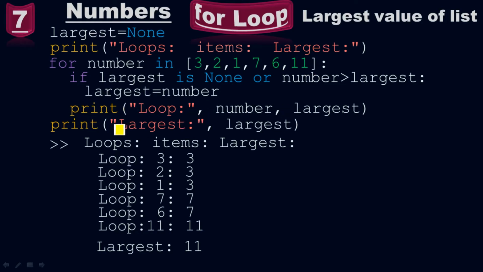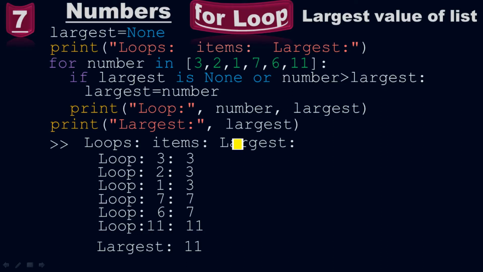Now when it comes to the last print function, which is the outermost print function, it comes under global scope. The "largest:" here is because of the "largest:" inside the double quotes, comma, largest. So among all these values, the largest value is 11. 11 is the largest value among all these items. So there we got the largest value of the list.